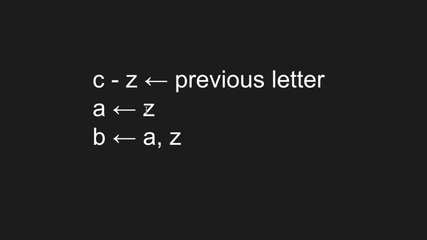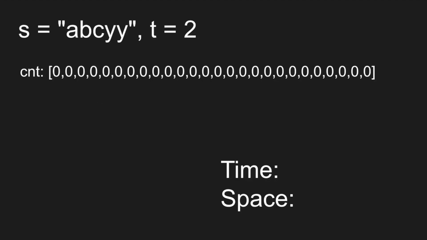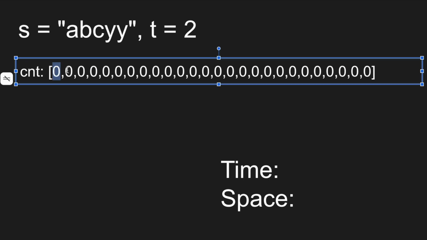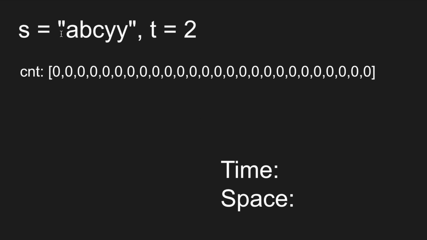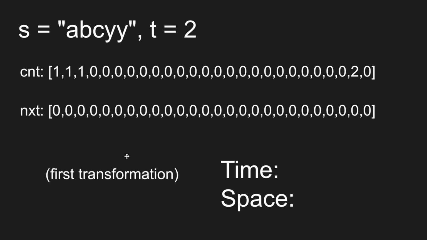So we probably see a pattern here. C to Z will come from the previous letter, A will come from Z, and B will come from the number of A's and the number of Z's. So what we can do is make a count array of length 26, and each index will represent the letter where it goes in the alphabet. So this will be number of A's, number of B's, and this will be number of Z's and number of Y's. What we will do first is iterate through and count the number of characters we have for each letter. And now that we do, we can start getting to the transformations.